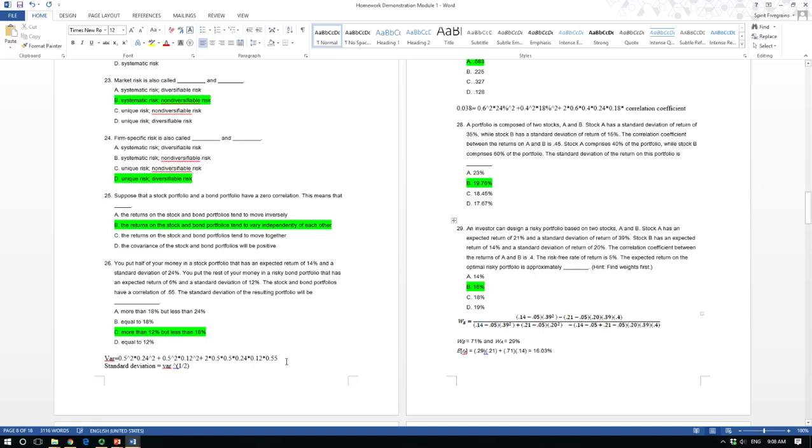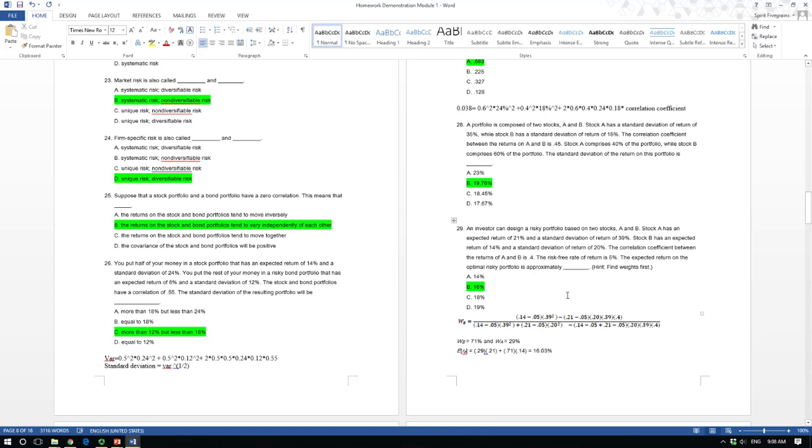So you use this variance formula to do the calculation. Once you get the variance, do not forget to take the square root to get the standard deviation. Very similar to number 26, and the answer is B. I want you to do the calculation. Make sure you get 19.76 as the standard deviation.